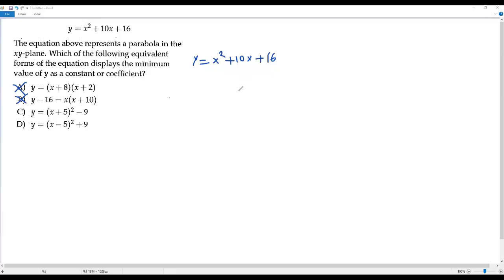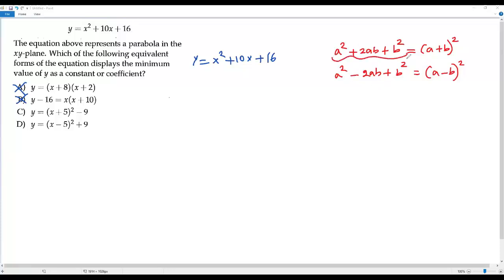To write the given quadratic function in vertex form, we have to consider two basic algebraic identities: a squared plus 2ab plus b squared is equal to (a plus b) whole squared, and a squared minus 2ab plus b squared is equal to (a minus b) whole squared. The trinomials here are called perfect square trinomials, because each of these trinomials can be written as the square of a binomial. Whenever we have a trinomial in the form a squared plus 2ab plus b squared, it can be written as (a plus b) whole squared, and if the 2ab is negative, then it will be (a minus b) whole squared.